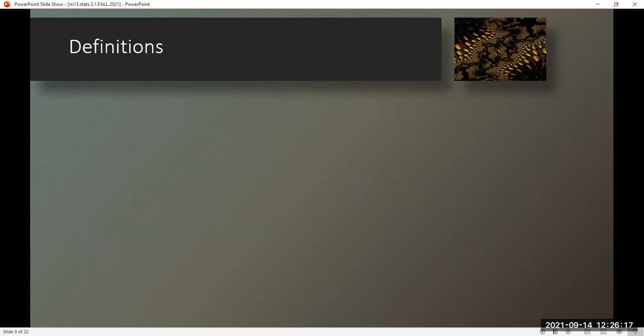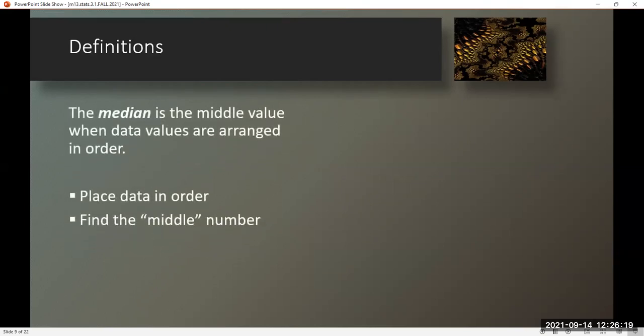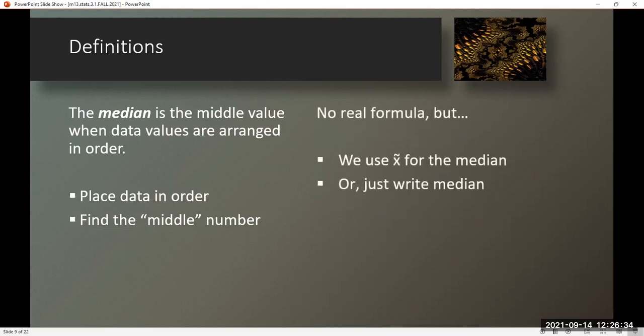More definitions. The median. The median is the middle value when data values are arranged in order. To find the median, we place the data values in order and we find the middle number. There's no real formula and no real hard and fast notation. I usually just write the word median to mean median. Sometimes you run across x with a tilde over it, but I just write median.